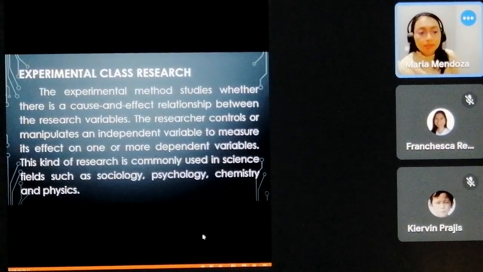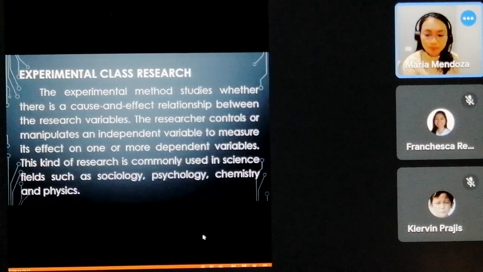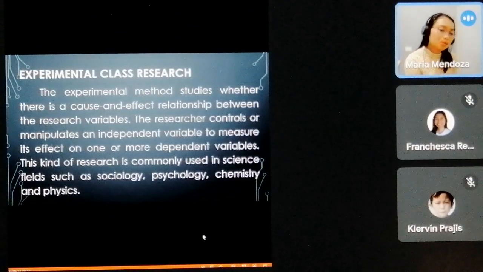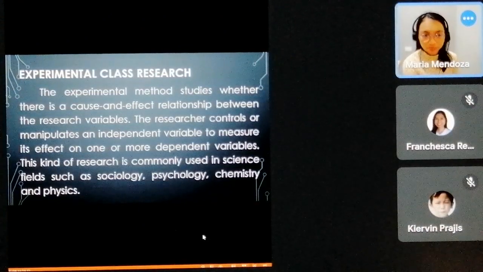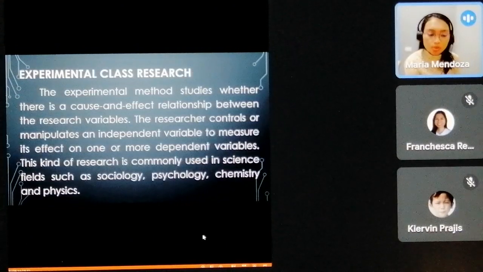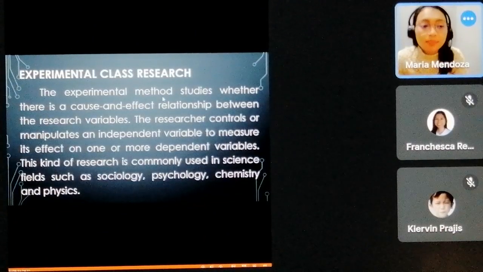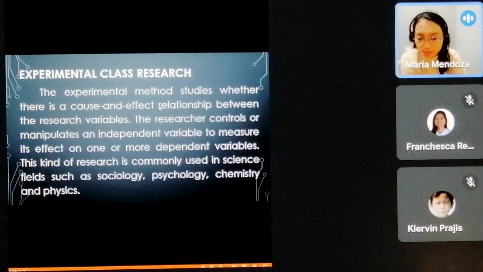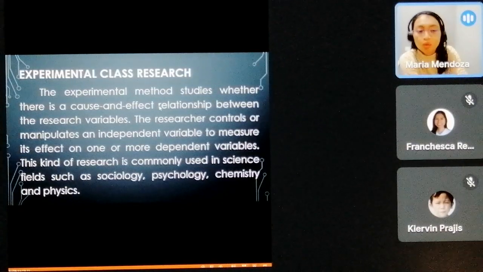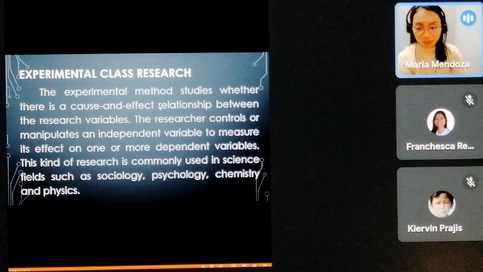On the other hand, the third one is the experimental class research. It studies whether there is a cause and effect relationship between the research variables. Okay, the researcher controls or manipulates an independent variable to measure its effect to one or more dependent variables. Kasi nga it is experimental, it is more on science and experiments. So sabi dyan, the researcher can control or manipulate. Okay? As a researcher, you can have your own independent variable.